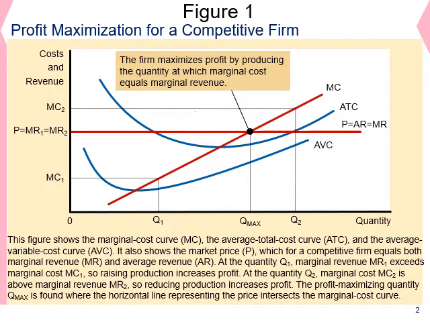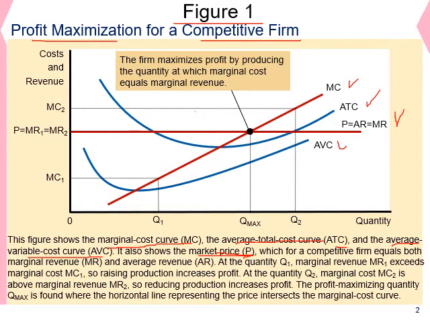So, Figure 1 displays the profit maximization for a competitive firm. In this figure, we can see the marginal cost curve, MC, the average total cost, ATC, and the average variable cost, AVC. It also shows the market price P, which is equal to the average revenue and the marginal revenue.